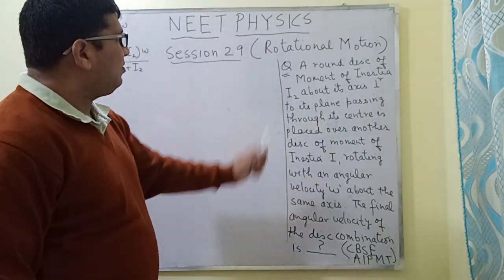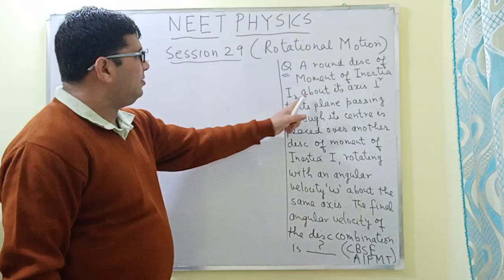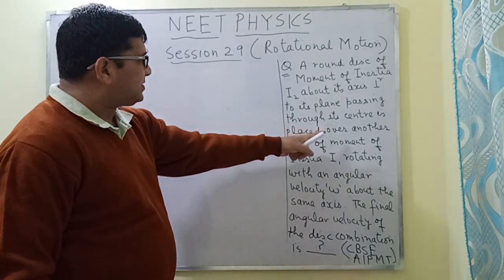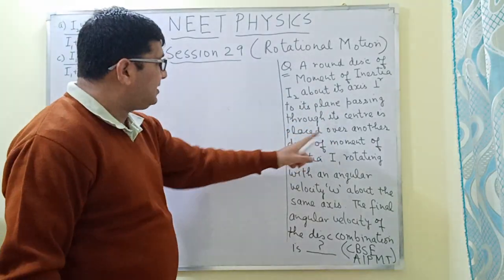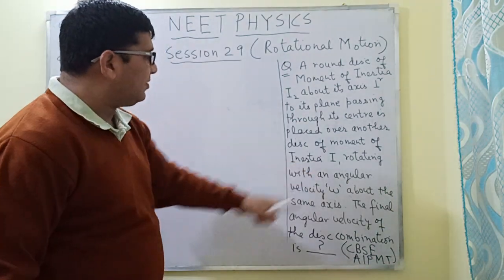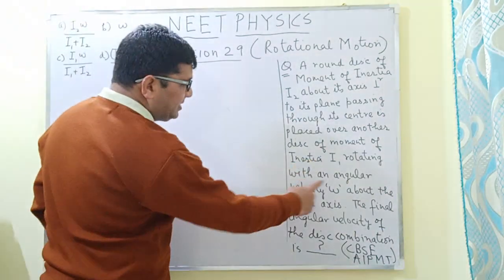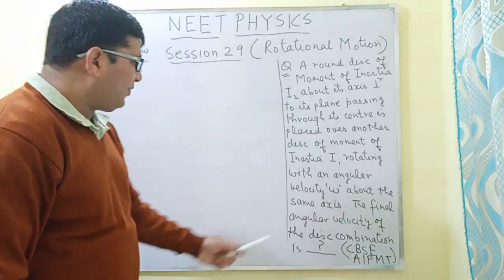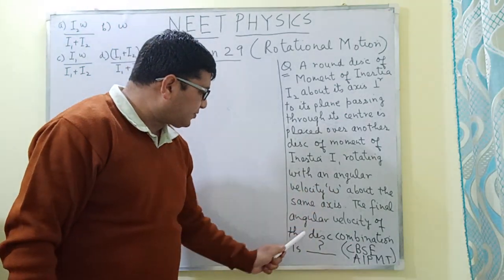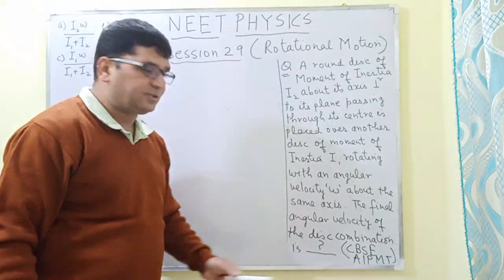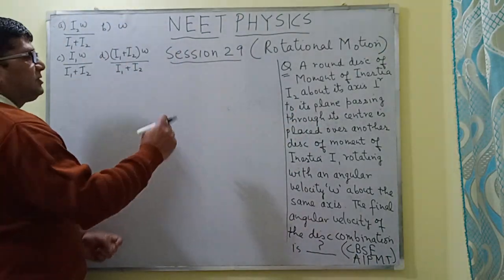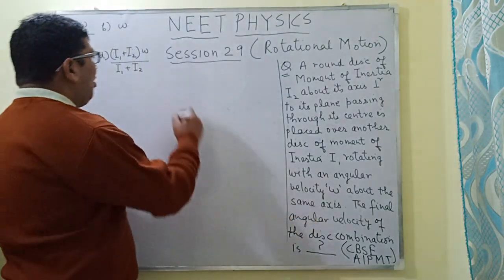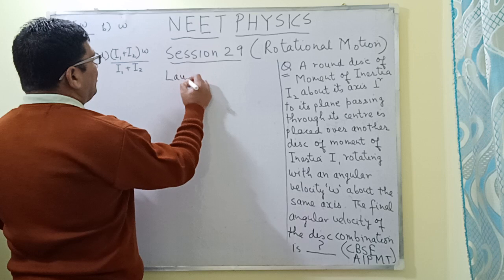The question is: a round disk of moment of inertia I2 about an axis perpendicular to its plane passing through its center is placed over another disk of moment of inertia I1, which is rotating with an angular velocity omega about the same axis. So we have to find the final angular velocity of this combination of disks. Here in this question, we have to use the law of conservation of angular momentum.